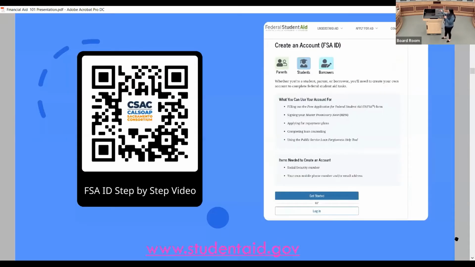One of the things I was able to do for you guys, this is what it looks like. Just to give you a visual, if you are on Zoom or you're here in the audience, you can put your phone camera over our QR code, and it takes you to a video that shows you step by step how to create your FSA ID. It's really not that hard. Okay, so first step is to complete that FSA ID.